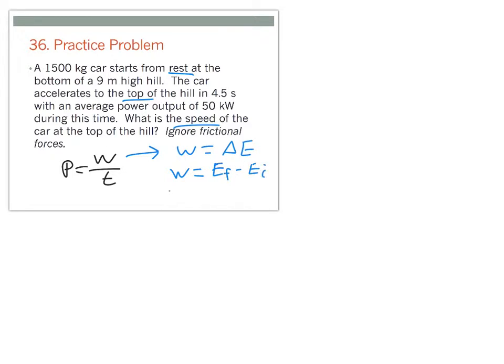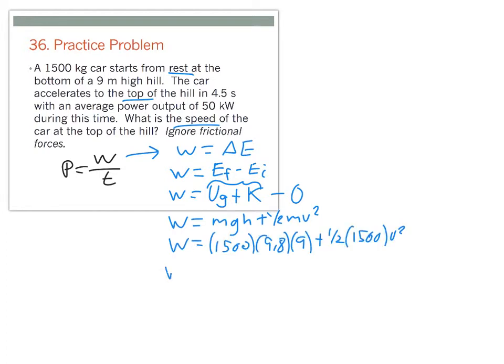So what I end up with is gravitational potential energy and kinetic energy. Those are both my final energies. My initial energy was just 0. I was at rest at the bottom of a hill. So I can say that my work done here is going to be mgh plus 1/2 mv squared. I can plug in the values I know for that, although I don't quite yet know my velocity term.